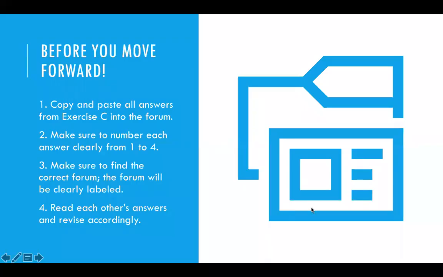Before you move forward to exercise D, you need to do the following. 1. Copy and paste all answers from exercise C onto the forum. 2. Make sure to number each answer clearly from 1 through 4. 3. Make sure to find the correct forum. The forum will be clearly labeled. 4. Read each other's answers and revise accordingly. Do not copy others' answers, but use your own words to revise your writing. Pause the video now and check you have done these 4 steps correctly.